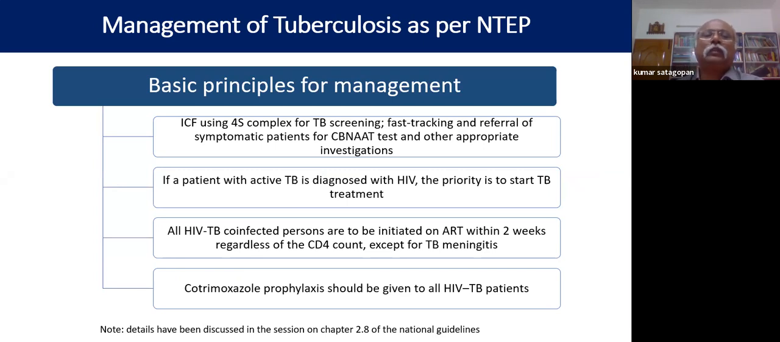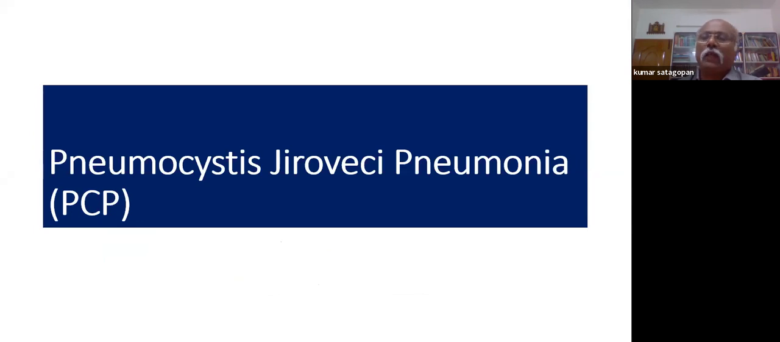Next slide. So in a nutshell, we have talked about TB, HIV-TB management because that is the commonest OI which occurs in the respiratory system. That too, at any CD4 it occurs. So we have discussed in length about that. Next comes the PCP, or now it's called Pneumocystis jirovecii pneumonia.